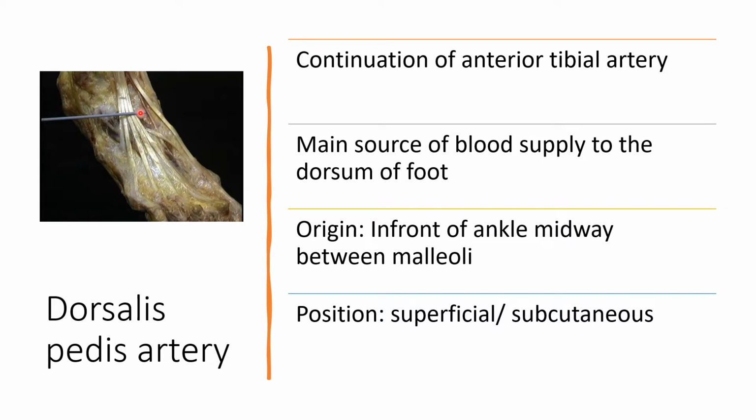It is the anterior tibial, and from the ankle the continuation of it is the dorsalis pedis artery, and it is superficially placed or it is subcutaneous in position. Because it is subcutaneous, the advantage is you can palpate the artery. This is one of the peripheral arteries that is palpated for observing the pulse.